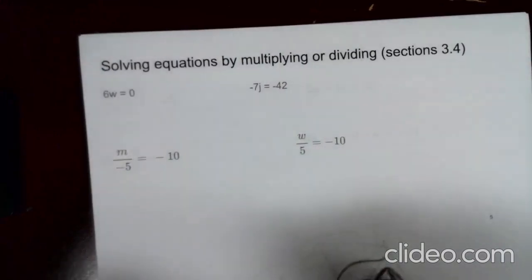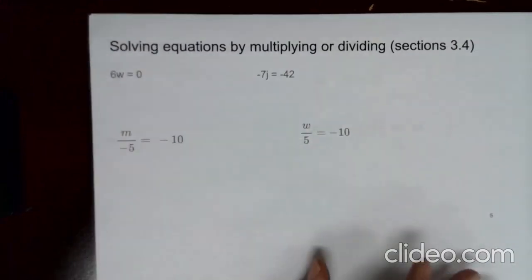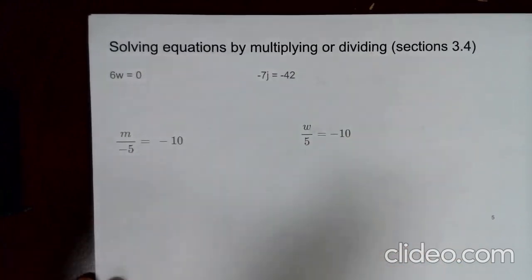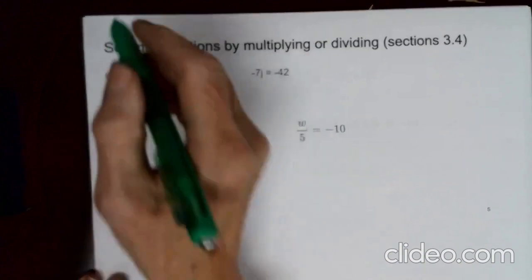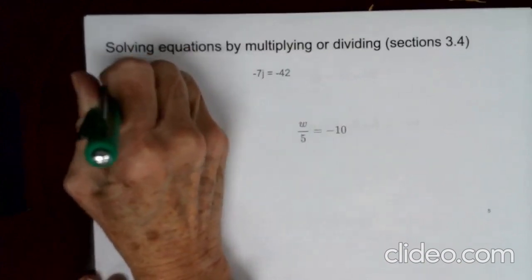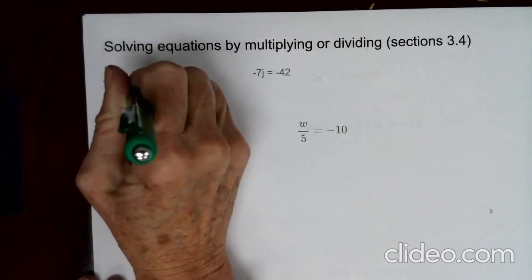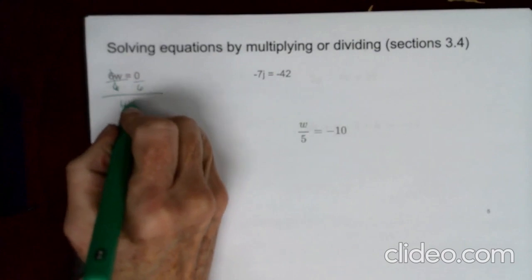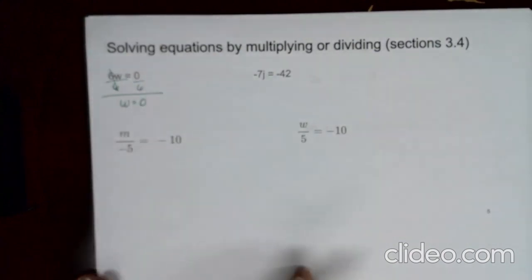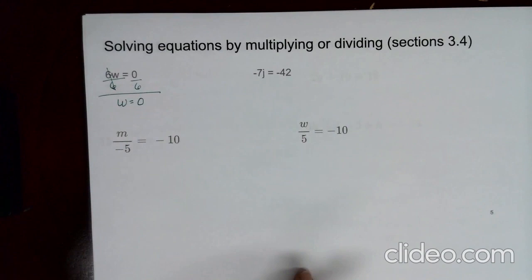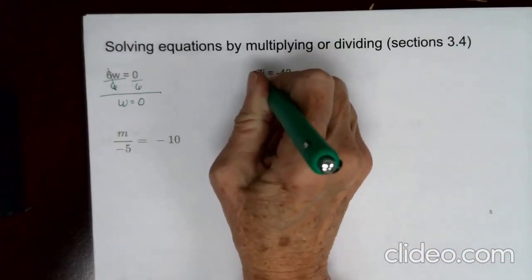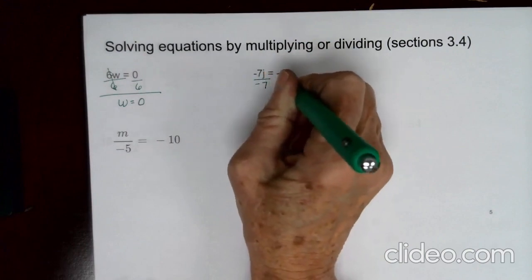Then we did section 3.4, that talked about if something is multiplied, the way you get rid of it is divide it. If something is divided, the way you get rid of it is multiply. So 6W, the 6 is multiplied by the W, so to get rid of it, you divide both sides by the 6. On the left-hand side, I have a W. On the right-hand side, I would have a 0. Again, you can plug it back in to solve for it.